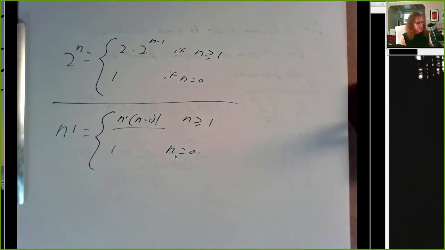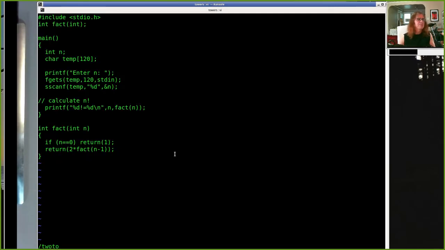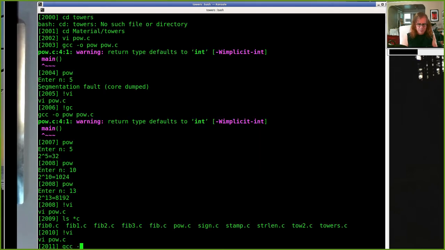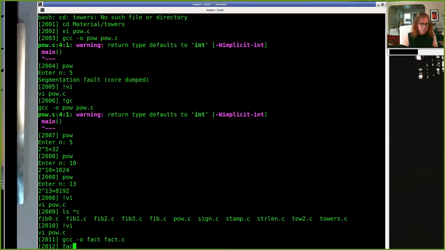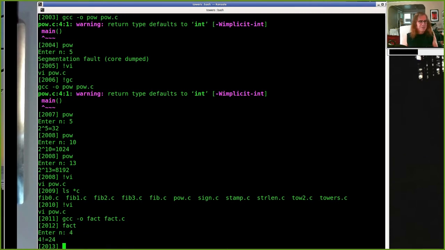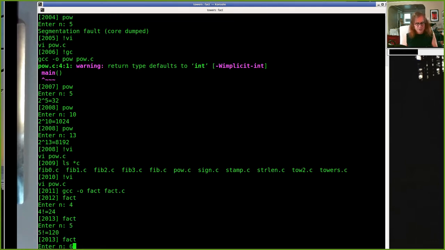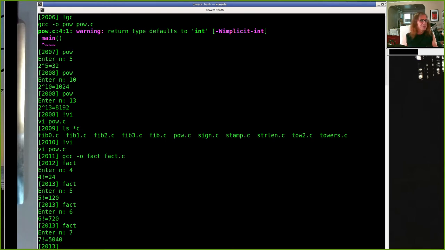Right, so this was something that came up in the previous homework. It's a recursive definition. N factorial is just n times n minus 1 factorial. Well, so what can we do? If n is equal to 0, we'll return 1. Otherwise, return n times n minus 1 factorial. Get rid of my warning. All right, so put in a 4, 4 factorial is 24, 5 factorial is 120, 6 factorial is 720, 7 factorial is 5040, and so on.